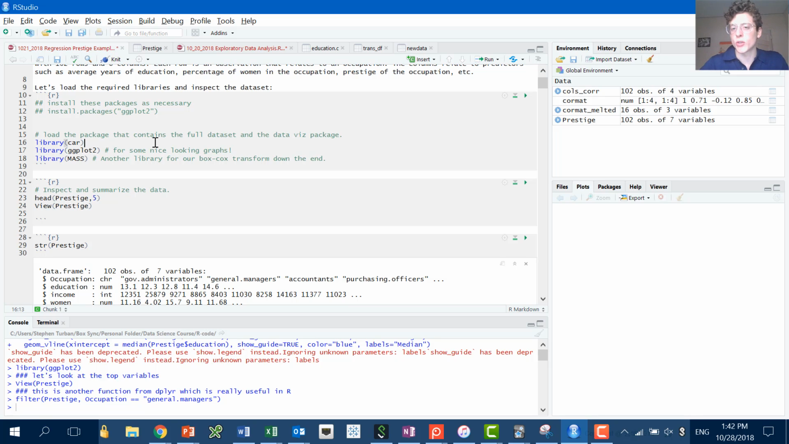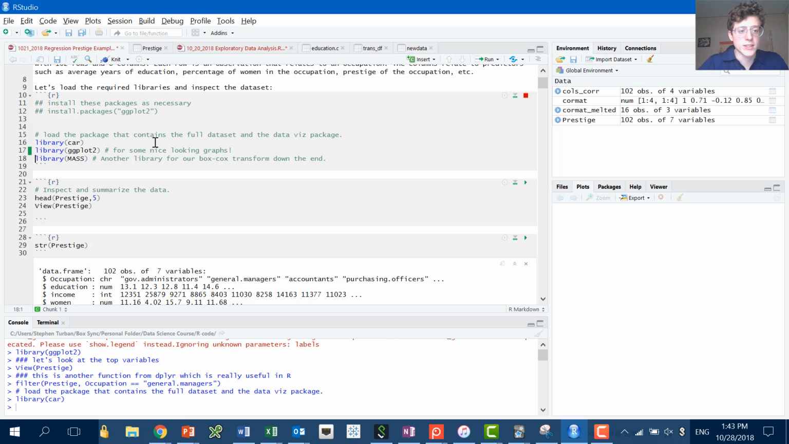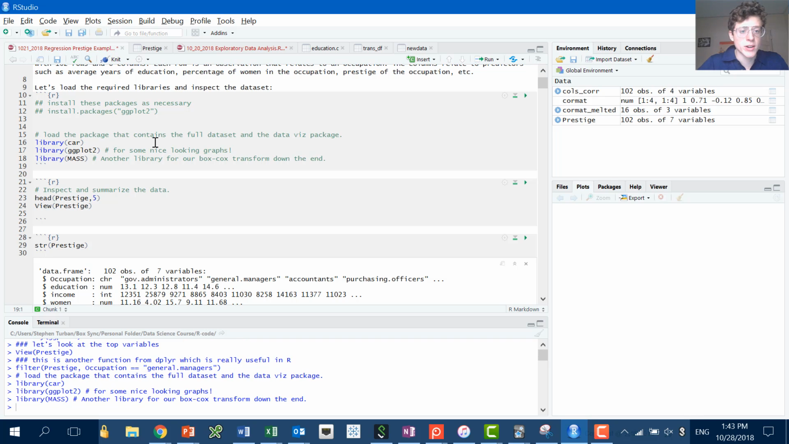And R is a really great tool when you're doing statistical analyses. R was really created for statisticians, and it was created for people who wanted to use packages that are easy to understand and very easy to interpret. So let's go through that. I'm bringing in some libraries.